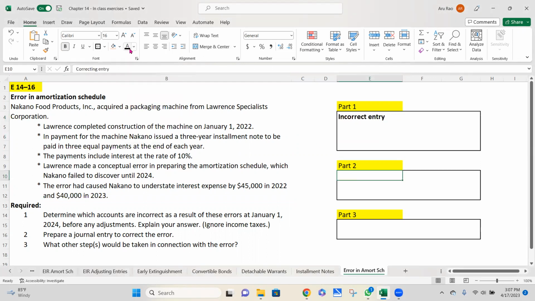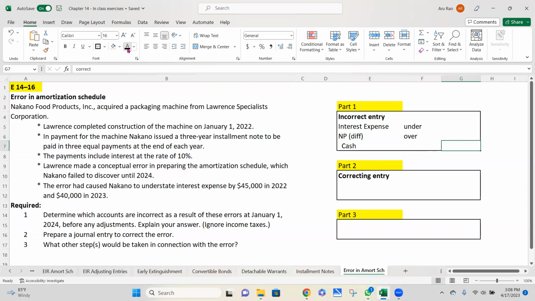Before we look at what the correct entry should have been, or what we are going to do now, the correcting entry, let's start out with the incorrect entry. We understated expense by 45 and 40,000 in the past 2 years. So my interest expense is understated. My notes payable is also, it's going to be eventually understated in the journal entry.